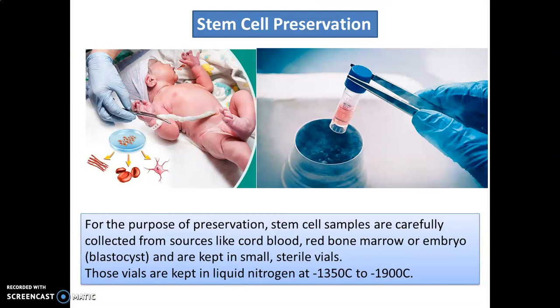For preservation, stem cell samples are carefully collected from sources like cord blood. This is the umbilical cord by which the child is attached to the mother's body. Samples are removed from the cord blood, red bone marrow or embryo, which is also the blastocyst, and kept in small sterile vials. These are special vials which are small and sterile, that is, no microorganisms are present in them. They are then stored in liquid nitrogen at about minus 135 to minus 190 degrees Celsius so that they remain in good condition.